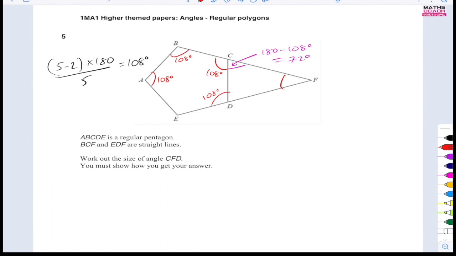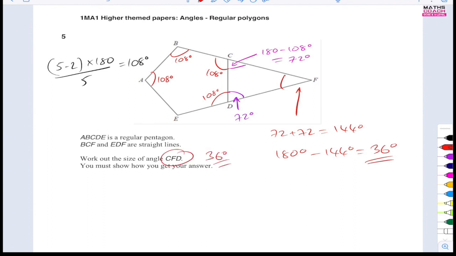This is 108, right? So this will also be the same as before. That will be worth 72. And now you've just proved that this angle here is 72, this angle here is 72, therefore making this an isosceles triangle. Okay, so you have to prove that. So now, in order to find what this angle here is, we are going to do 72 plus 72, which is 144, and then take that away from 180. So 144 take away from 180, that gives you 36. So the angle CFD is 36 degrees.